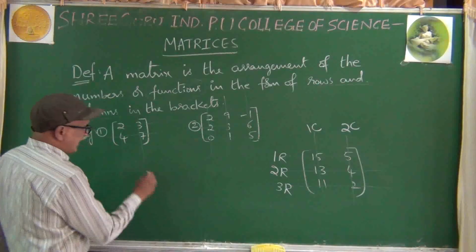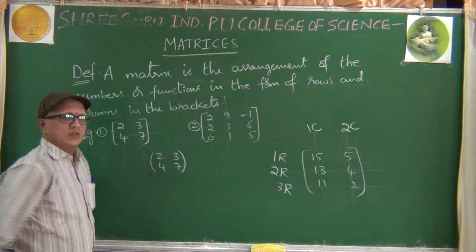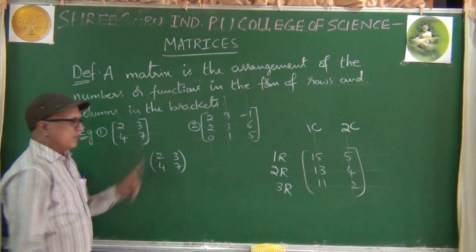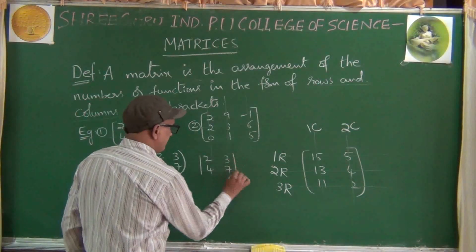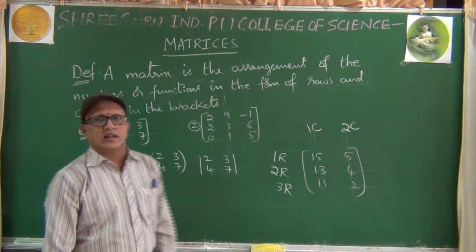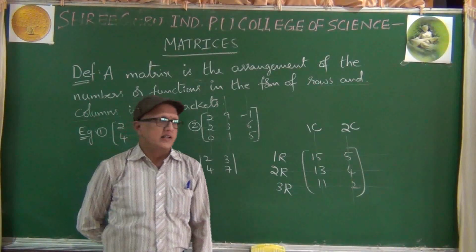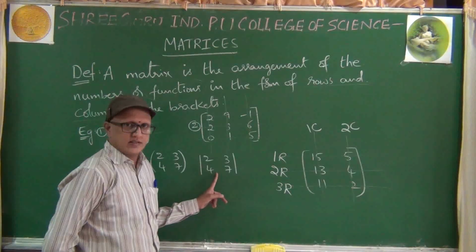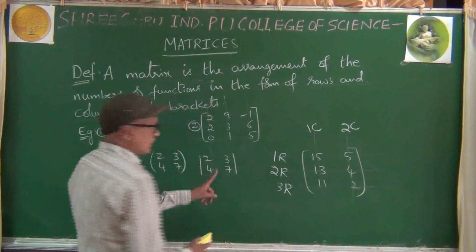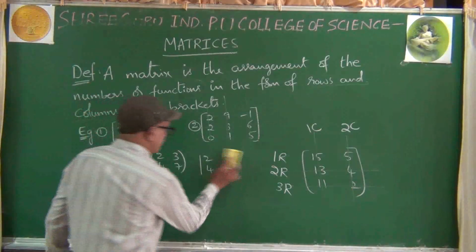Brackets means you can write like this also. You can write like this also, but don't write like this. Why? Because it is the next chapter, determinants. This is not a matrix, this is a determinant. So don't write like this. Either you can write like this or like this.